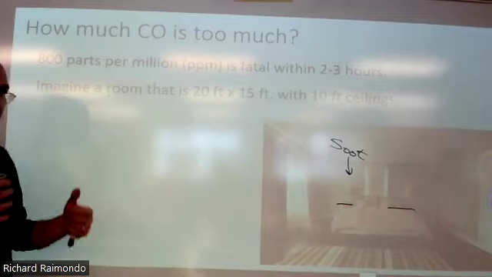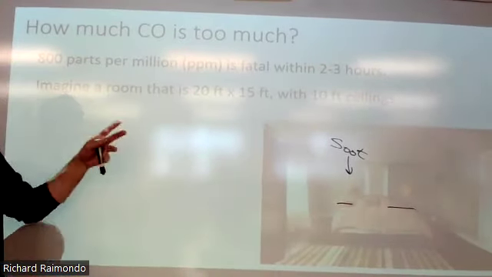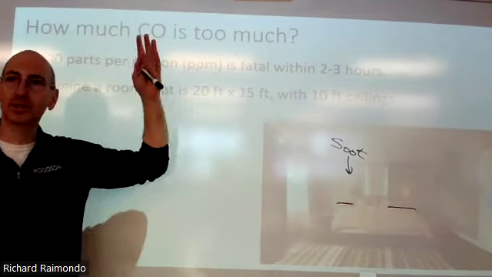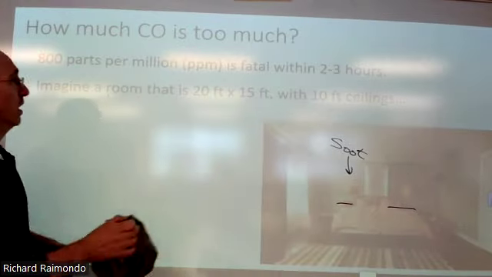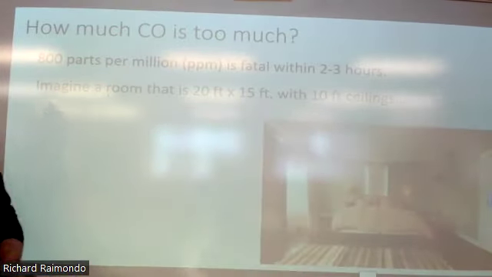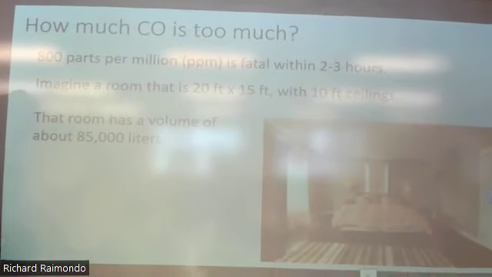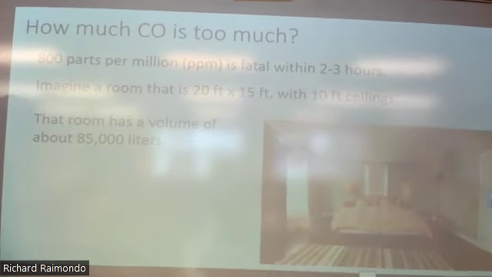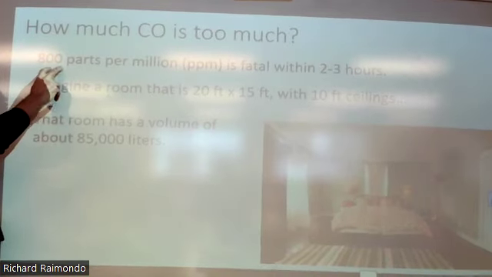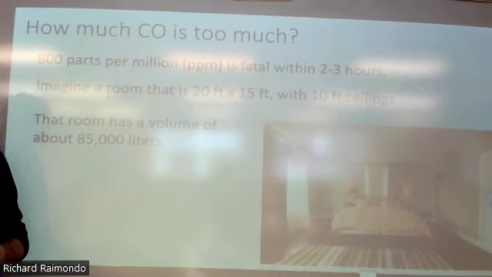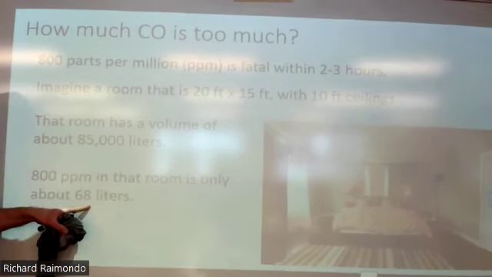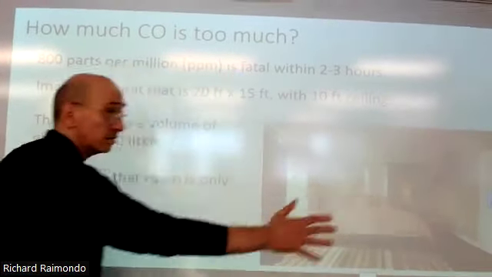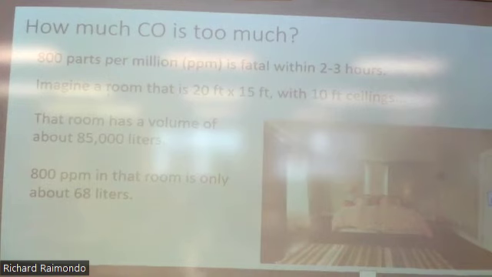So how much is too much? I did a quick calculation a couple of years ago. Take a room about 20 feet by 15 feet with 10-foot ceilings, a decent-sized room in your house. That's about 85,000 liters of volume, and you only need 800 parts per million. So you don't need a whole lot of CO to kill you. That's about 68 liters in this entire room. That's not a lot of carbon monoxide, and it doesn't take very long to take effect.